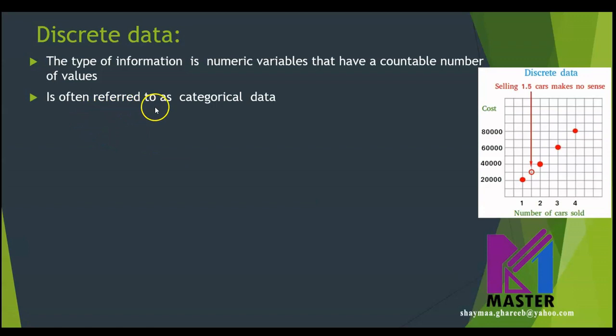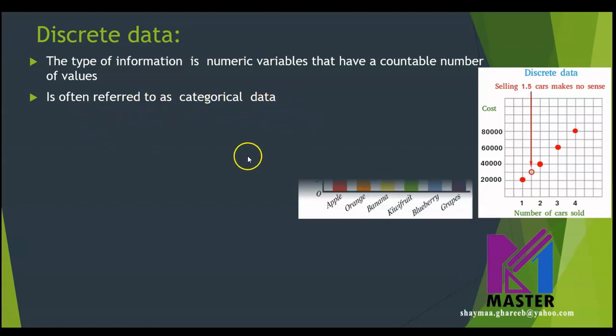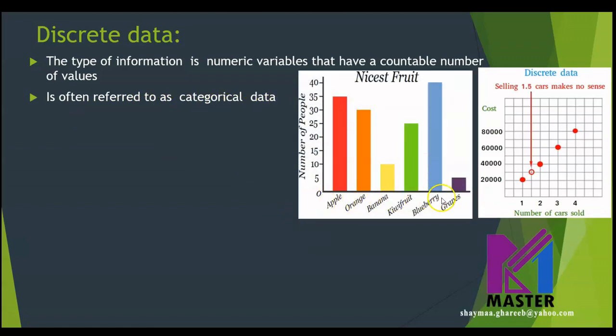It's often referred to as categorical data, such as this example. It uses names and labels. It might not have a logical order, so the order doesn't matter, such as in this example here, the bar chart here.